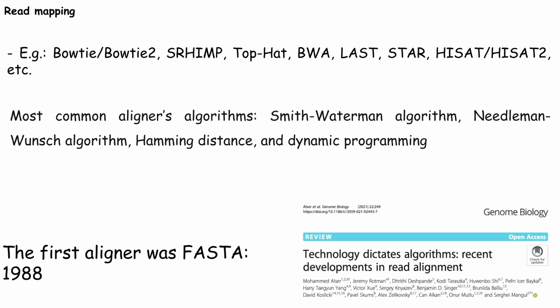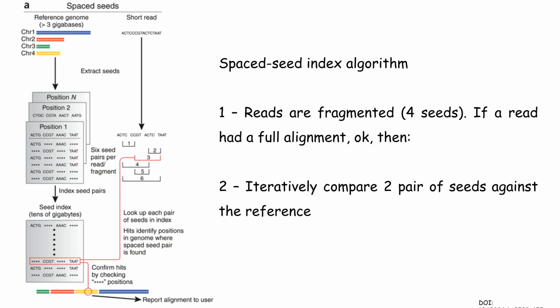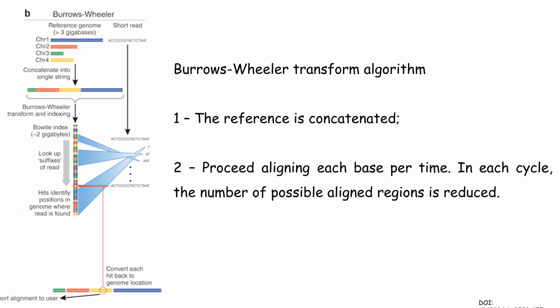The first sequence aligner, FASTA, was introduced in 1988. Since then, technology has dictated recent developments in read alignment algorithms. The spaced seed index algorithm fragments reads into seeds. If a read has a full alignment, the process is okay. Otherwise, it iteratively compares pairs of seeds against the reference to find alignment hits. The Burrows-Wheeler transform algorithm concatenates the reference. It then aligns each base sequentially, reducing the number of possible aligned regions in each cycle.